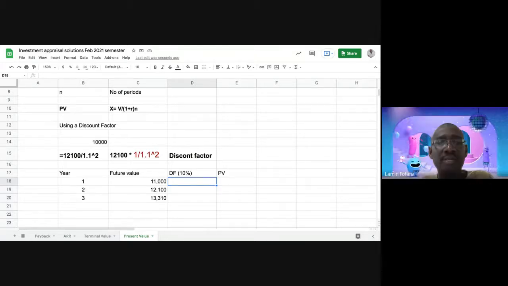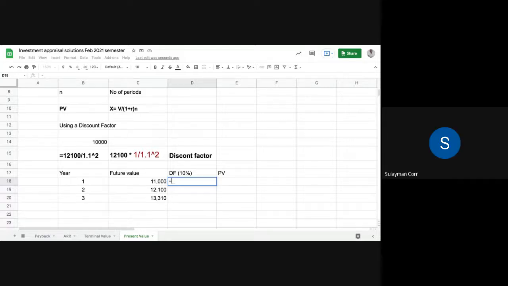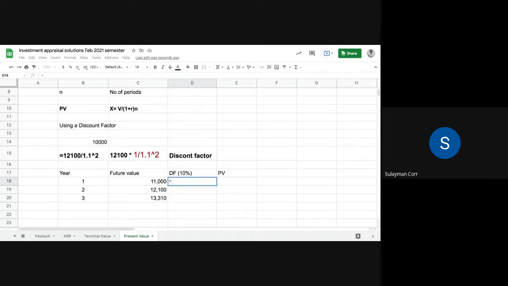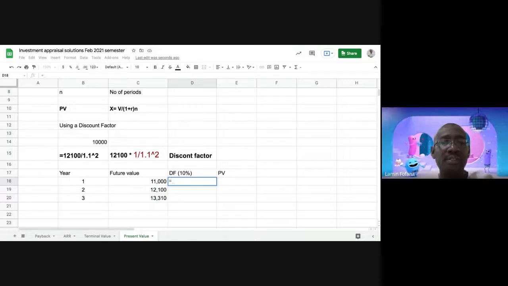Equals... C18. No, we are calculating only the discount factor. Oh, okay. The formula is here, in red, this one.